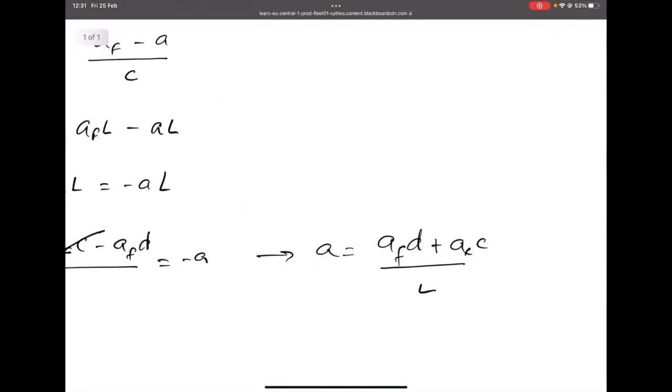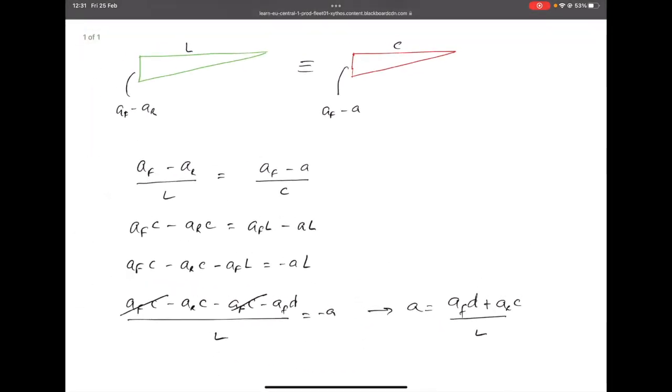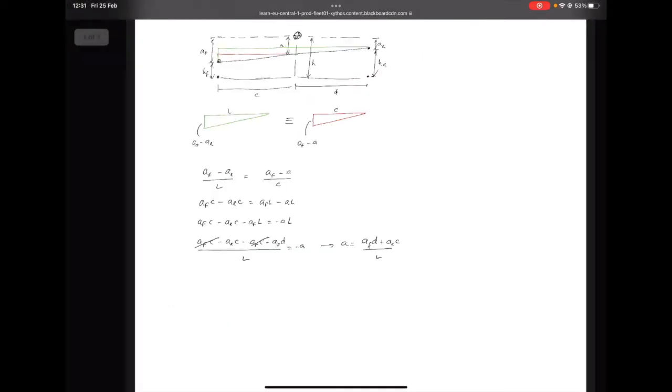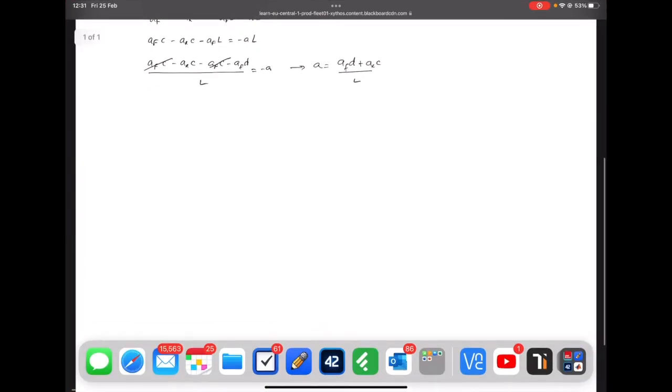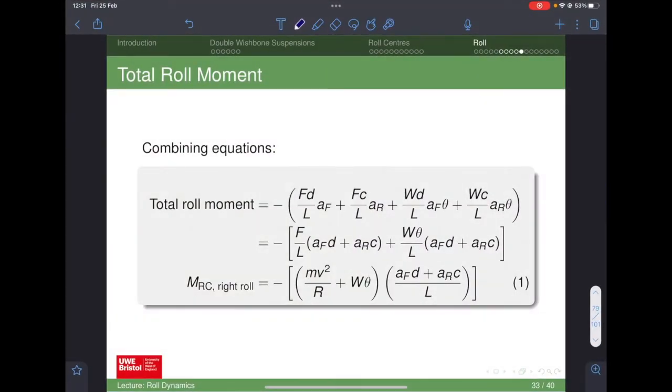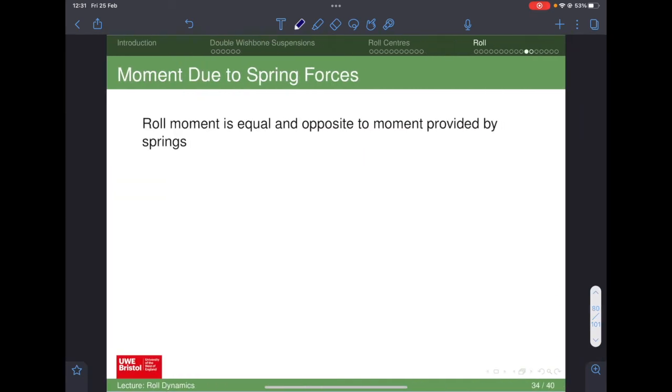So like I said, you can work it out graphically or you can work it out analytically. You just need to remember it like this. So there it is, AF D plus AR C over L is your value of A. Multiply that through, you end up getting the moment.